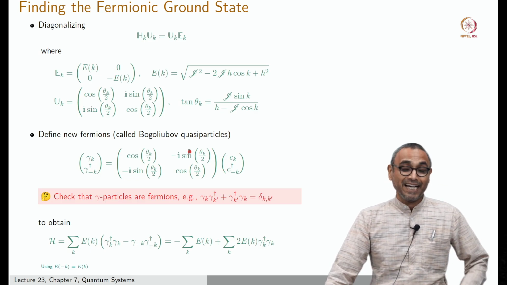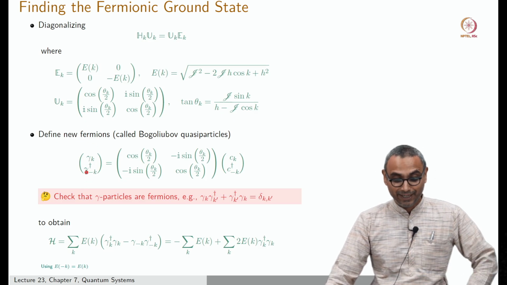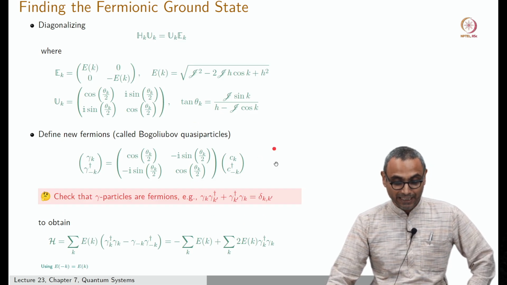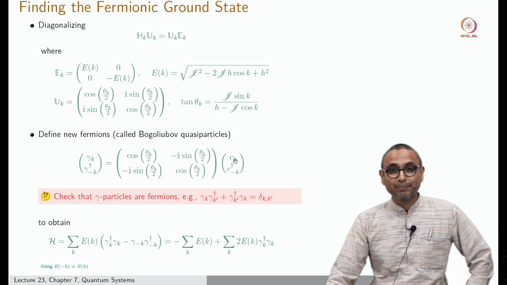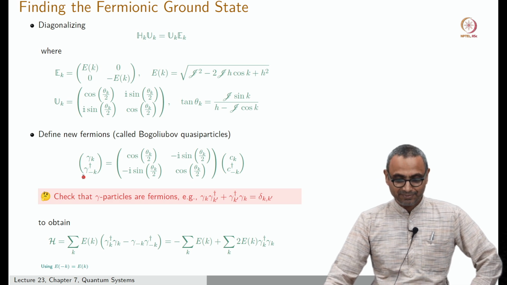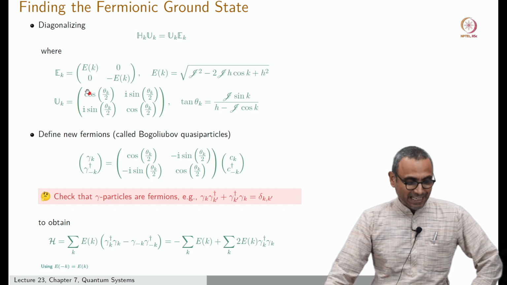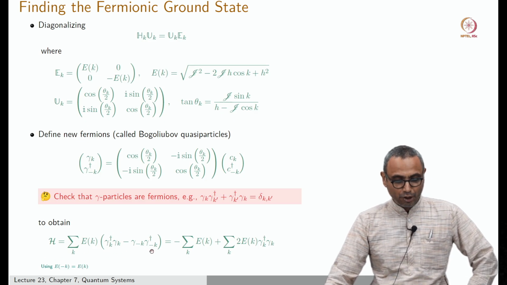Okay. Now I insisted that these are fermions. That means they must satisfy the fermionic algebra, and I invite you to check that this transformation will respect the fermionic algebra. In other words, if Ck's are fermions, then gamma k's are also fermions. Okay. So I have managed to diagonalize this Hamiltonian, and to write it in terms of these new Bogoliubov particles.